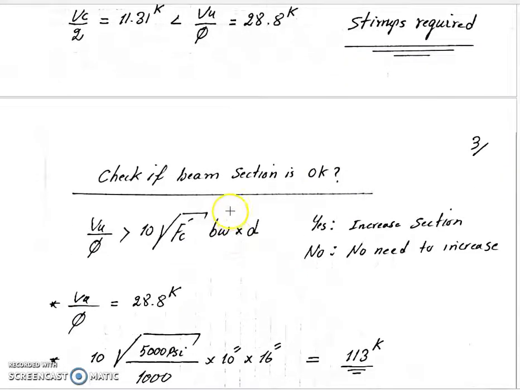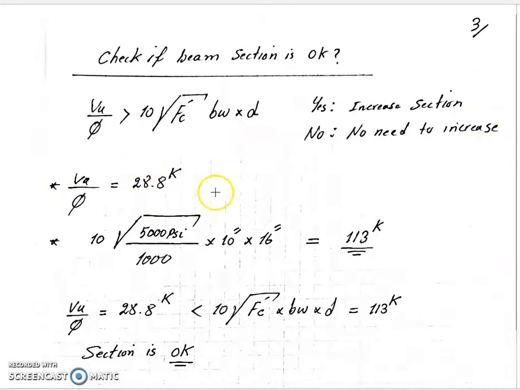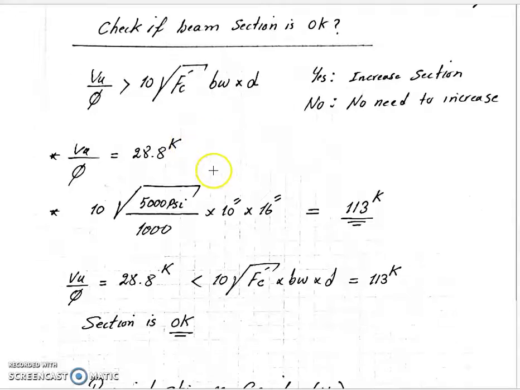The next step, check if the beam section is okay or not. If Vu over phi is greater than 10 square root of fc prime multiplied by bw multiplied by d, yes, increase section. If no, then no need to increase. So Vu over phi is 28.8 kips, and this is 113 kips. So Vu over phi is smaller than 113 kips, then the section is okay. We don't need to increase the dimension of our cross section.